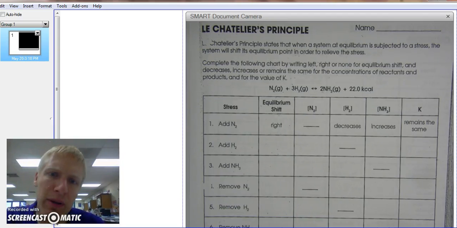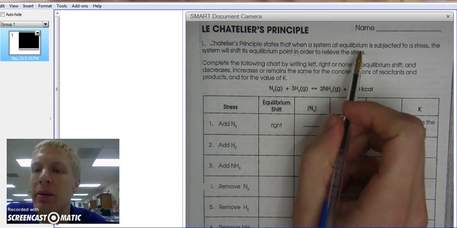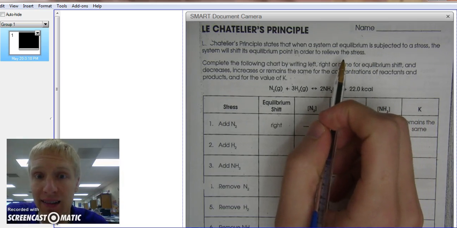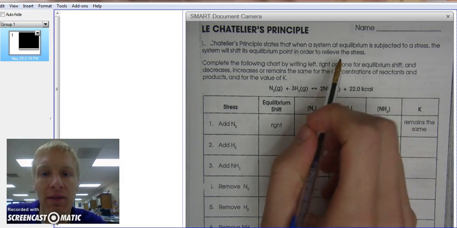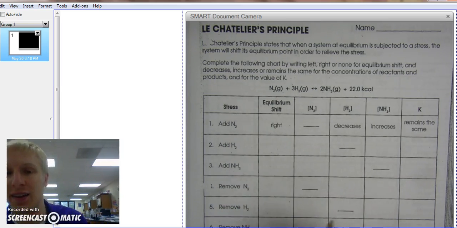Hello, in this video I'm going to be going over Le Chatelier's principle. What is Le Chatelier's principle? It states that when a system at equilibrium is subjected to a stress, the system will shift its equilibrium point in order to relieve that stress.